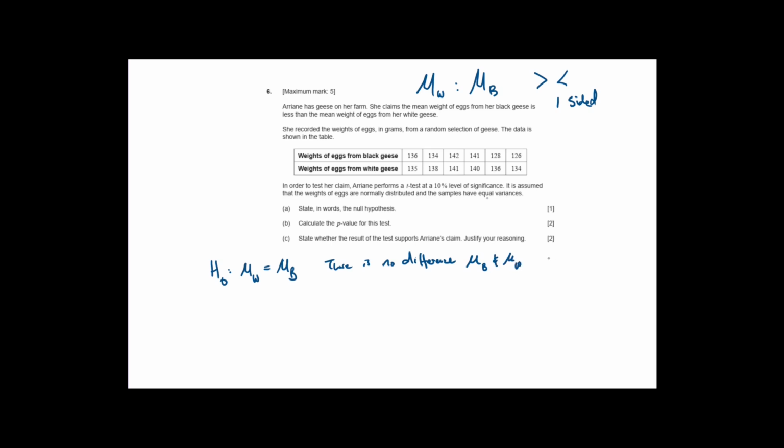So it can't be like X bar. It's got to be the population, not the sample mean. Okay, so stating in words the null hypothesis, we've done that. So calculate the p-value for this test.